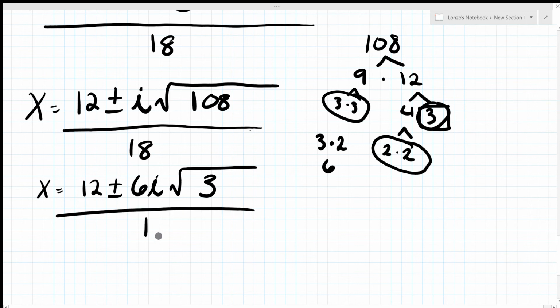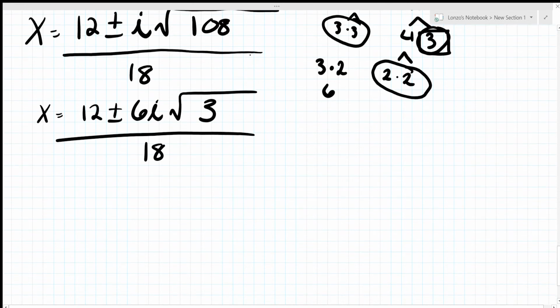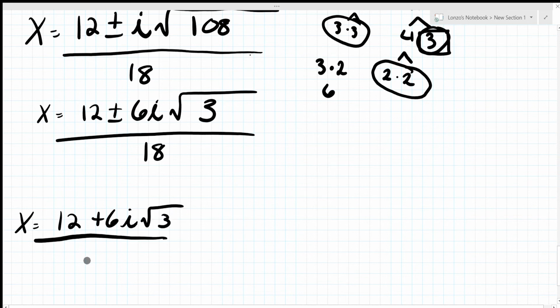We're almost done. We just got to break it into two parts. So we said that x equals, we have two parts. Remember, we have a plus or minus, so it's going to be 12 plus 6i square root of 3 all over 18. And then my other answer is x equals 12 minus 6i square root of 3 all over 18.